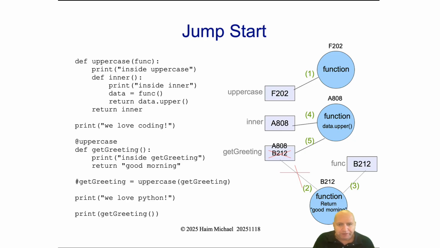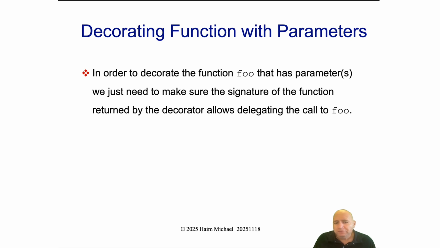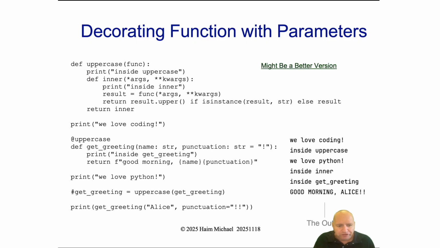Now we can decorate a function with parameters. It doesn't have to be a simple function without parameters. For instance, in this code sample, very similar to the previous one, we have a definition of getGreeting, but now getGreeting has a parameter. So if you want to decorate a function with a parameter, you need to define a decorator, a function that will be used as a decorator, whose return value will be a function with a similar signature to the function you decorate.